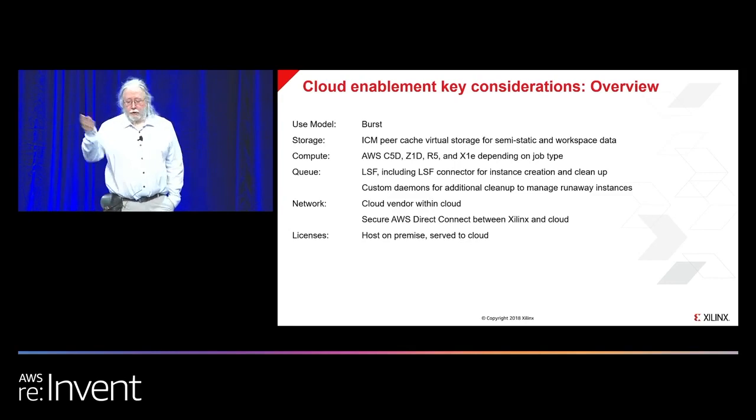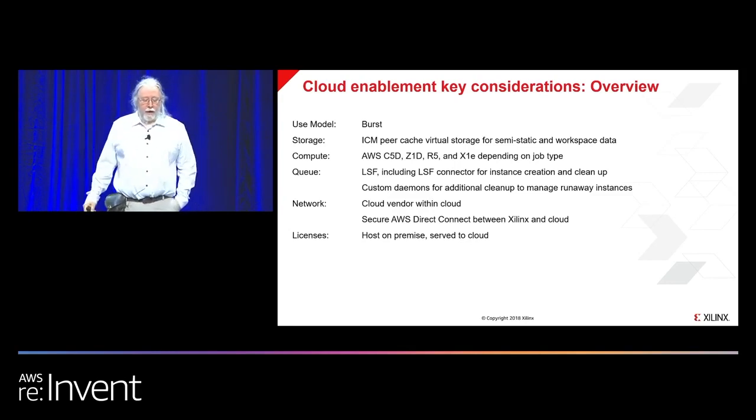Network, within the cloud, you just use the cloud's network. It's good. We spent an awful lot of time looking at how do we get from Xilinx to the cloud, and there really are a couple of options. One is VPN over the internet, and the other one is Direct Connect. Everyone wants to use VPN because it's easy and it's simple and it's cheap, and it doesn't work. It almost works, which is the annoying part.